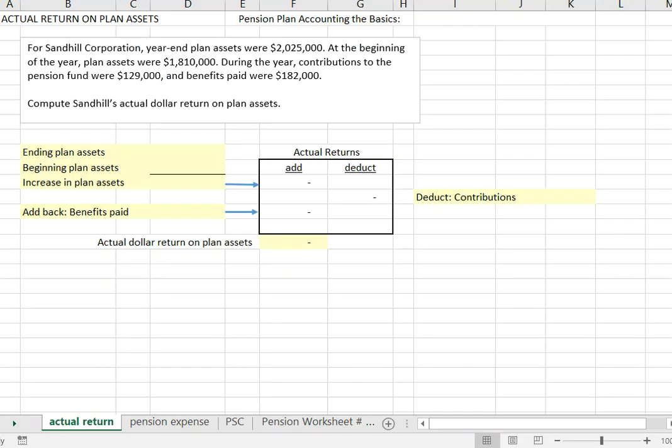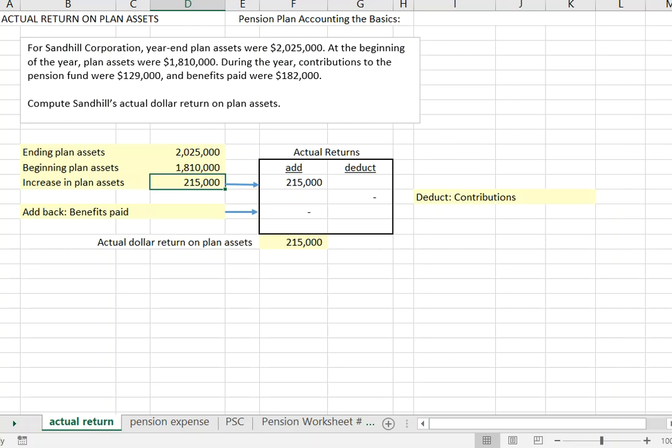Let's walk through a short example on how we would calculate actual return on our plan assets. We're going to take a look at the Sandhill Corporation. Year-end plan assets were $2,025,000. At the beginning of the period, they had plan assets of $1,810,000. The plan assets have increased by $215,000. If that was the only thing that happened, we would say the actual dollar return on our plan assets was $215,000.